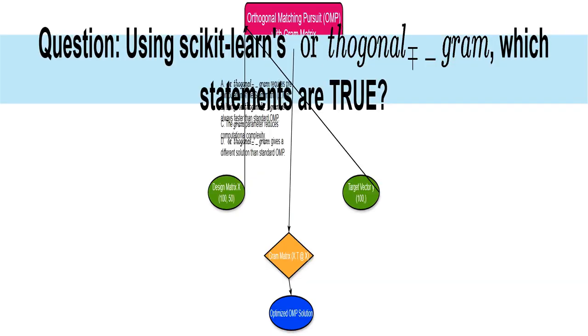This question focuses on the orthogonal_mp_gram function in the scikit-learn library, a popular Python library for machine learning. It asks about the implications of using the gram matrix in OMP for linear regression. I can help you break down the different aspects of this function, like when it's advantageous and its computational cost.